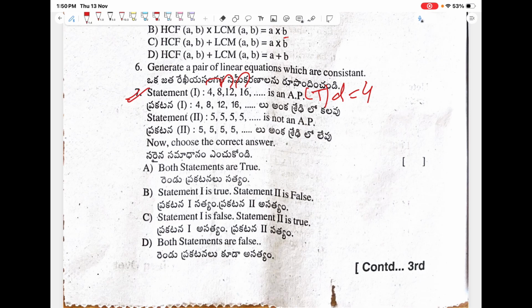Come to statement 2. 5 minus 5 is 0, 5 minus 5 is 0, 5 minus 5 is 0. Here also statement 2 is following the same common difference. So statement 2 is also true. So 1 and 2 both are true.